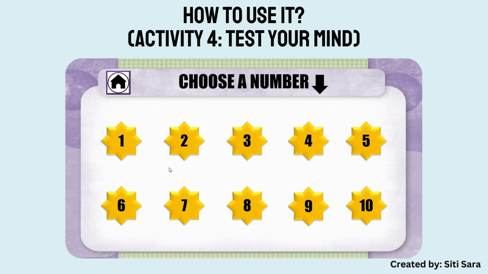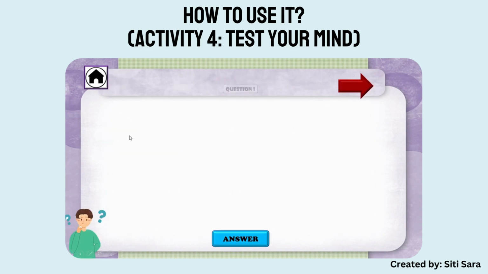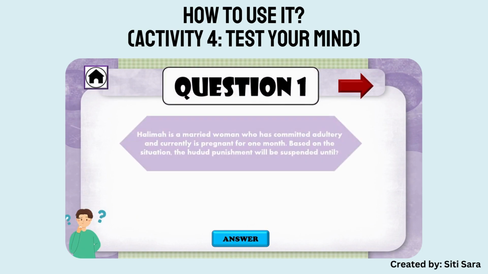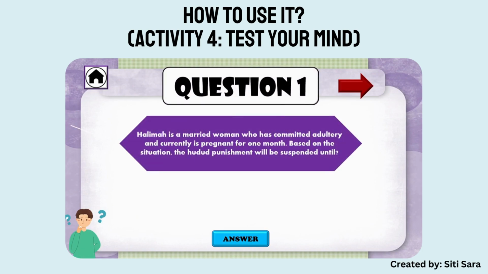First of all, the student has to choose one of the numbers and then it will link to the question based on the chosen number. As an example, I choose number 1. Halima is a married woman who has committed adultery and currently is pregnant for 1 month. Based on this situation, the hudud punishment will be suspended until. Then the student will be given some time to think and provide the answer. After that, the teacher will click the answer button to give the correct answer.